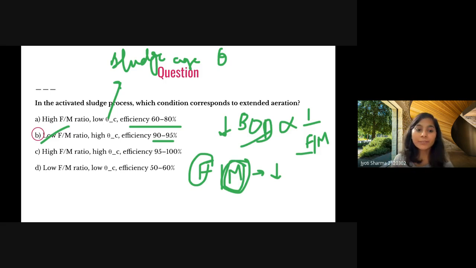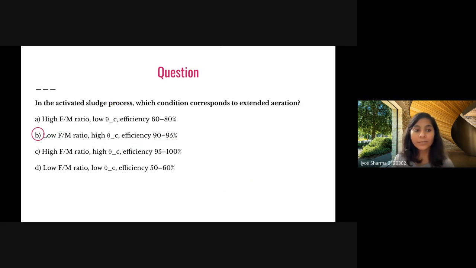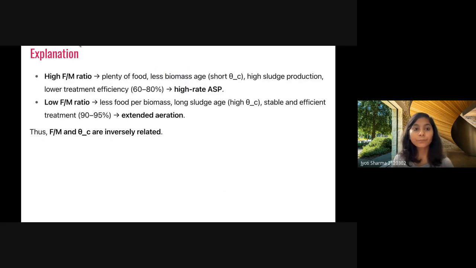Okay, so it means whenever you have a low food to microbe ratio, then the age of your microbes will be higher because they are not dividing, they do not have enough food to divide. And whenever you have more age of your microorganism, then your efficiency for removal of the BOD will also be higher. That would be near 90 to 95%. So that's how B is the right option.